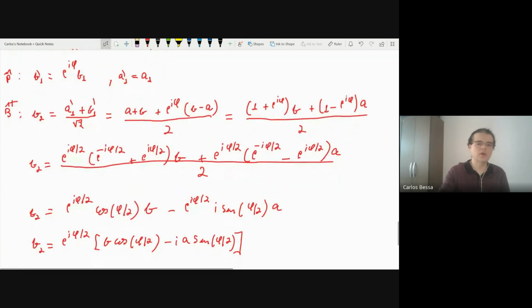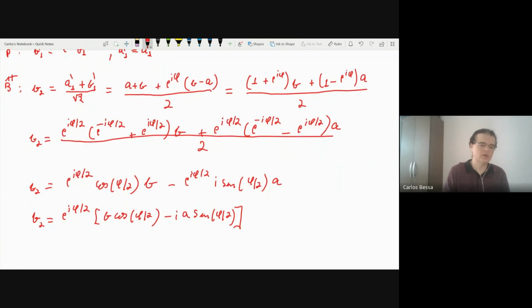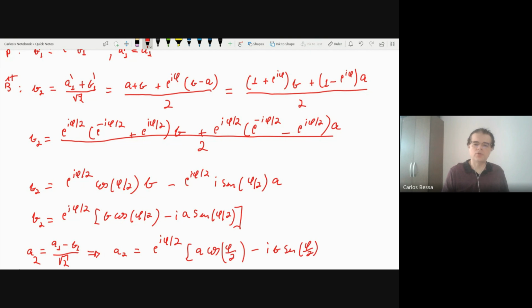This is B. And the same if you use for A, we do the same thing. Just to remember here, A now will be A1 minus B1. And we just make the substitutions that we have here in the same procedure, and we find that A, in this case A2, is the output. You'll have this. It's the same calculation. A cosine phi over 2 minus i B sine phi over 2.